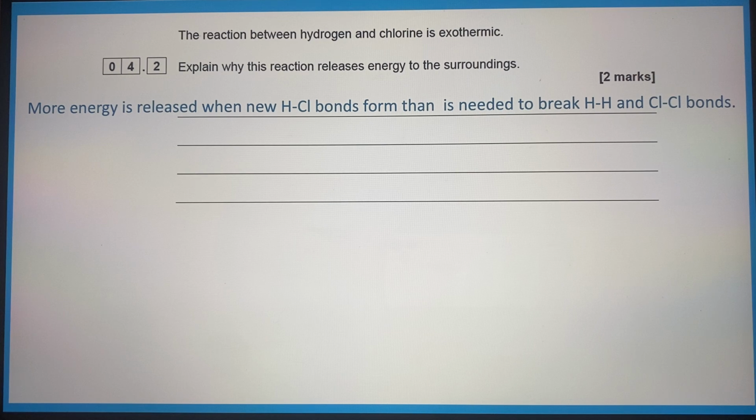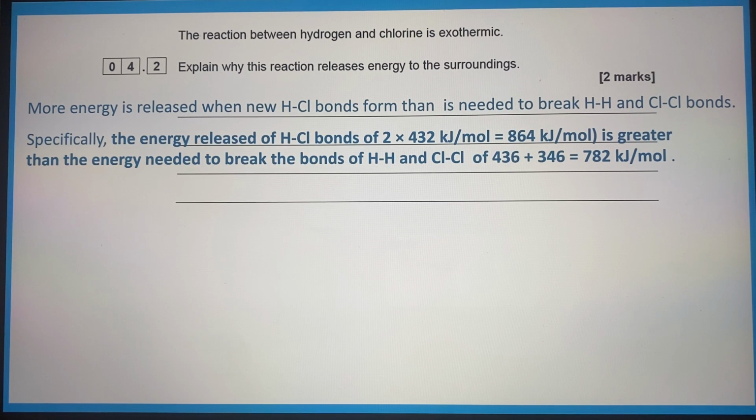In our reaction between hydrogen and chlorine, more energy is released when new hydrogen-chlorine bonds form than is needed to break hydrogen-hydrogen and chlorine-chlorine bonds. Specifically, the energy released by the hydrogen-chlorine bonds, 2 times 432 kilojoules per mole equals 864 kilojoules per mole, is greater than the energy needed to break the bonds of hydrogen-hydrogen and chlorine-chlorine, 436 plus 346 equals 782 kilojoules per mole.